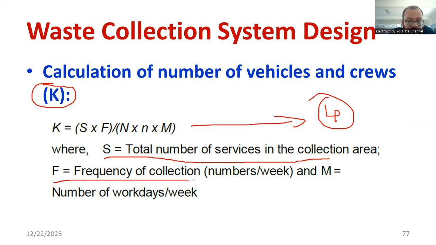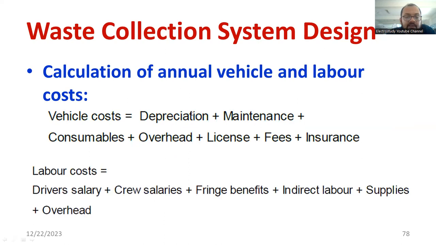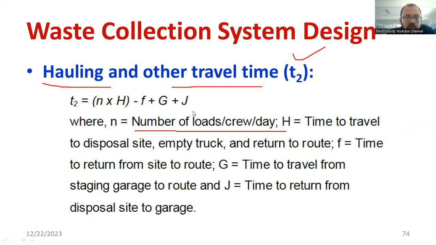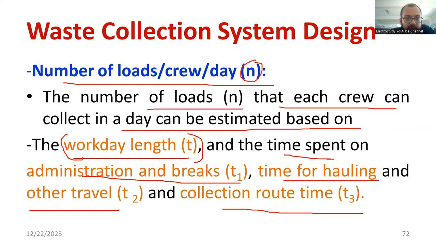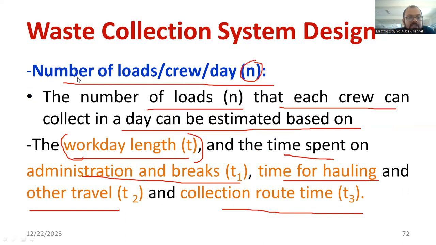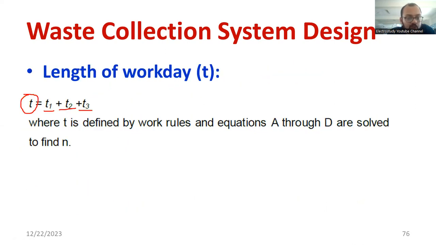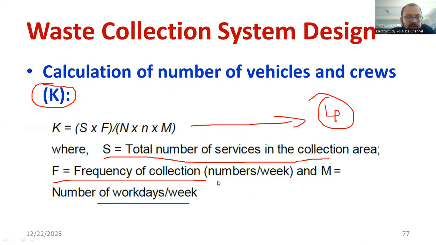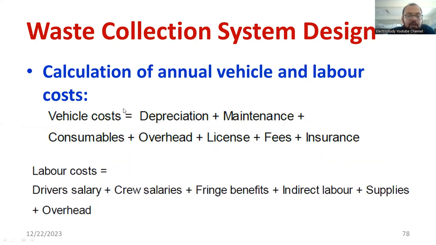F is the frequency of collection, that is, how many times people come to the particular area and collect the waste. M is the number of work days per week. What about small n and capital N? Capital letter N we already discussed: the number of services or vehicle load, whereas small letter n is the number of loads. You have to remember that properly. M is the number of work days per week, maybe 5 days or 6 days, depending. This is how to calculate the number of vehicles and crews needed, represented by the letter K.